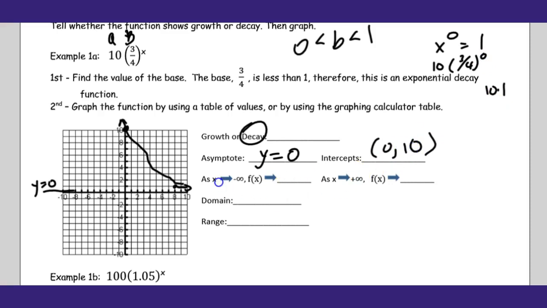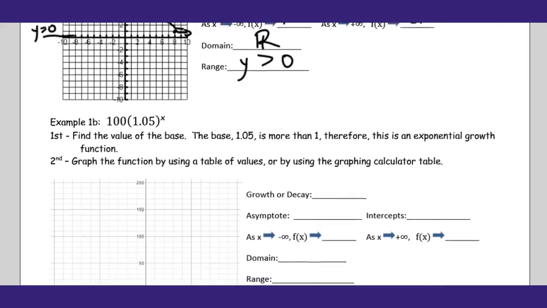Now, in end behavior, as x goes to negative infinity, that's to the left, it's going up to positive infinity. And then as x goes to the right to positive infinity, the graph is going down to 0. Now the domain, guys, for exponential functions is all real numbers. And the range is y. Remember, that's the asymptote. It can't pass that. So y is greater than 0.